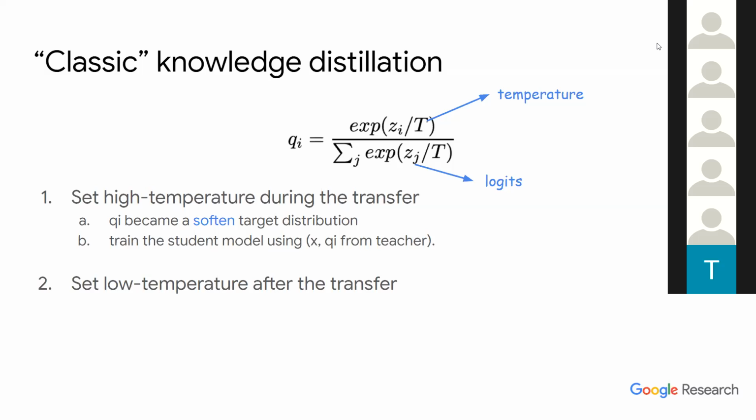And once you train everything, then you can set the low temperature after transfer. But you can also schedule it accordingly during the training phase or something like that. Basically, the idea is that you want to soften the label distribution while training the student, and they're basically calling it that in the Hinton paper.